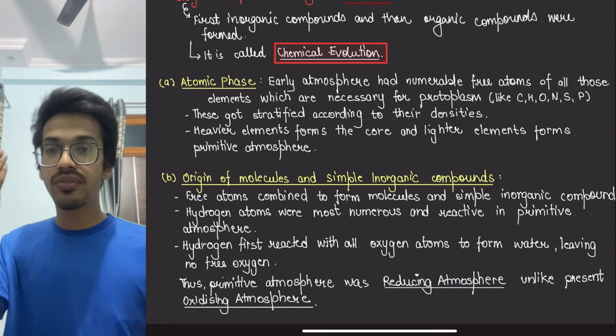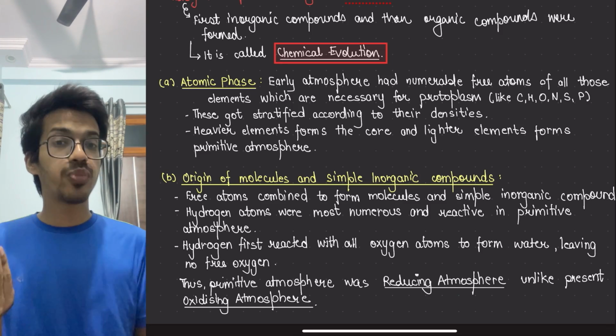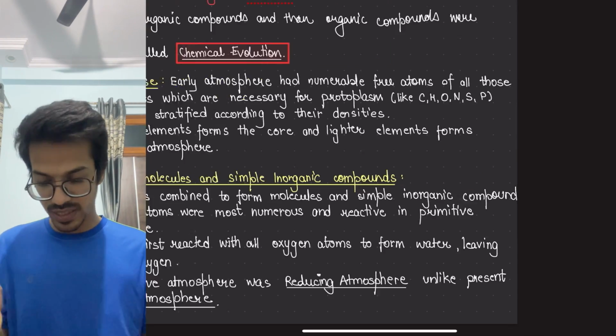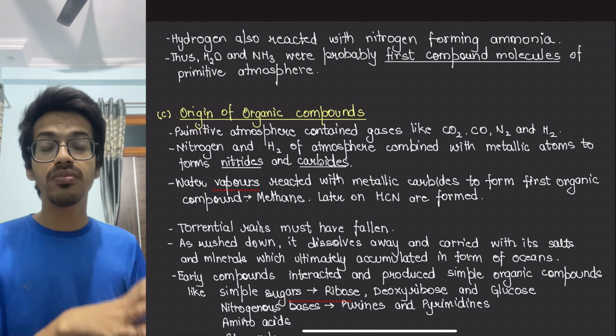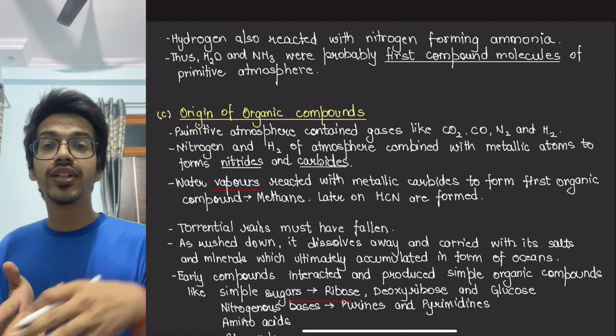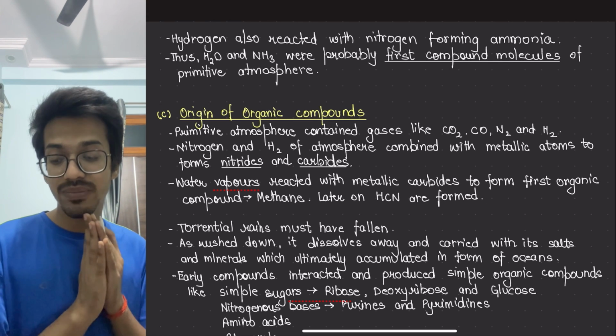So that primitive environment was a hydrogen-rich environment, which is what high H positive means, a reducing environment. But currently the environment has no free hydrogen but more oxygen, so it is an oxidizing environment, in which we are living and other life forms are being sustained.